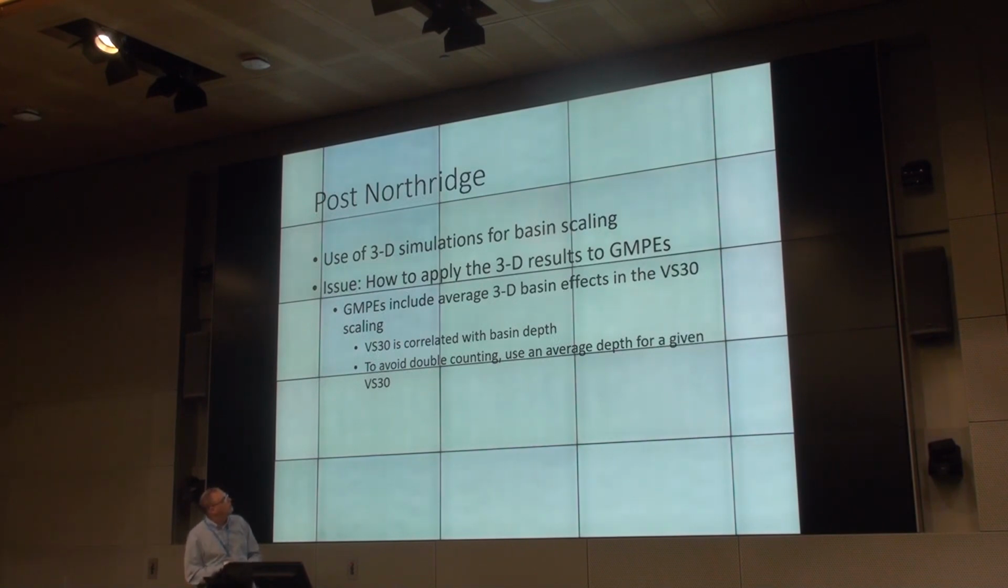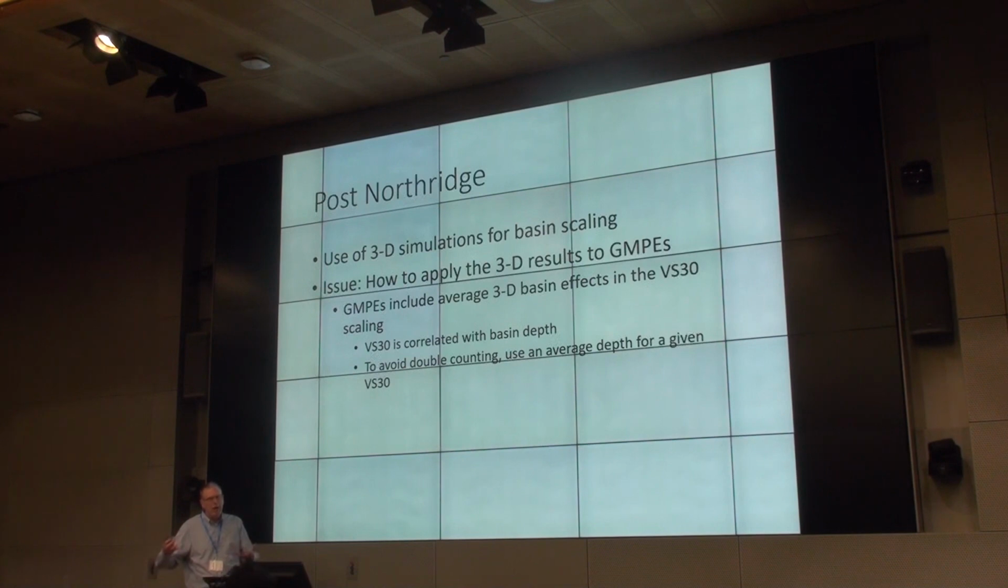And the problem we face is that our empirical models already have an average basin effect in them. They're not 1D models. They don't represent ground motion in a 1D model. They represent the average of a 3D Earth. So the 3D effects are correlated to the shear wave velocity models that we have. Right? So we already have basin effects implicitly on average built into our VS30 scaling in the ground motion models.